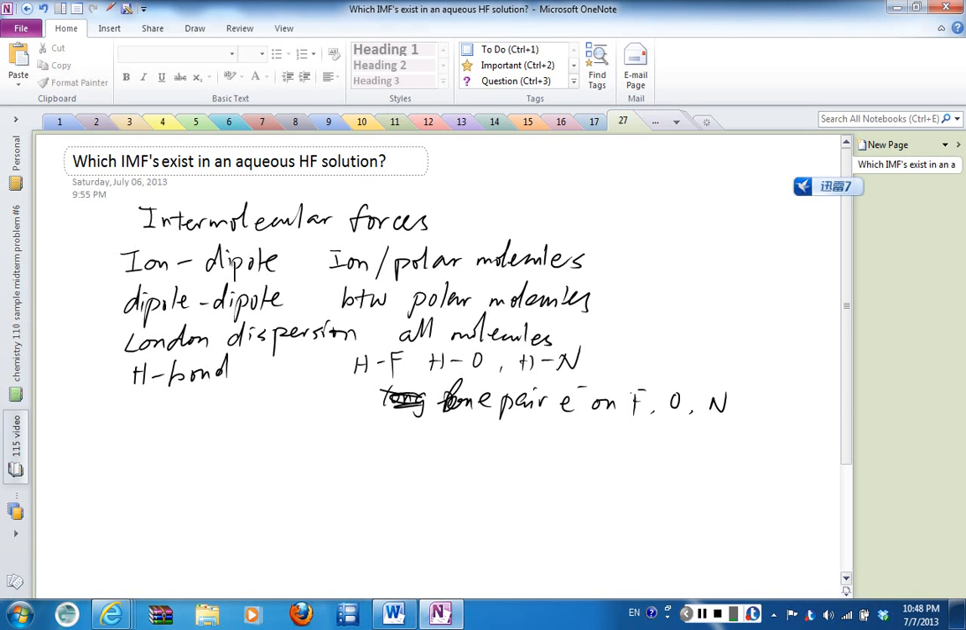And alright, now that knowing all the four intermolecular forces that we talked about, let's look at our subject here. Aqueous hydrofluoric acid solution. What kind of intermolecular force do we have? Let's think about it. So first, we would have hydrogen fluoride molecule. Now, it's an aqueous solution. Now, this is also hydrofluoric acid. Weak acid.